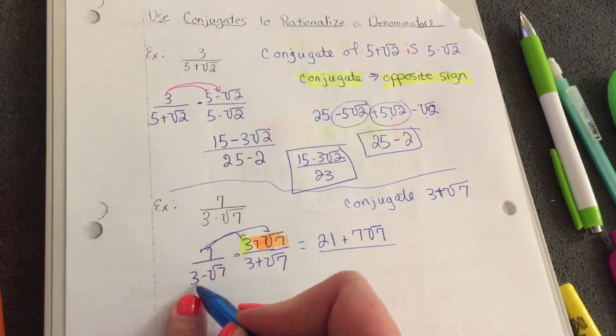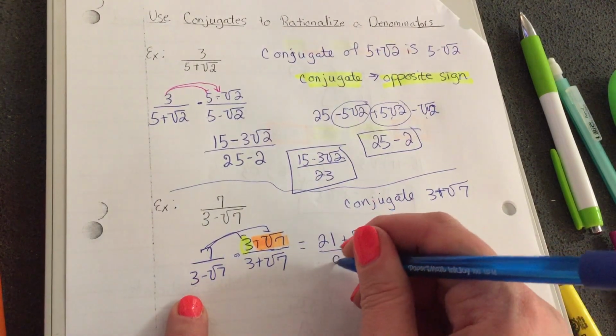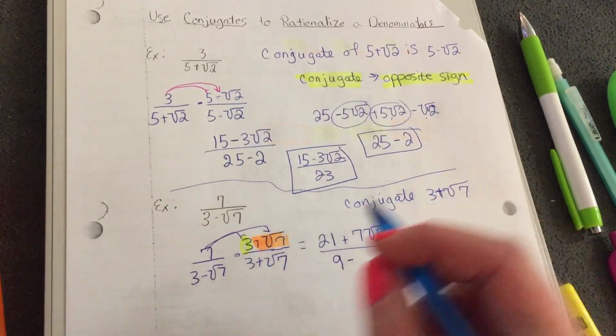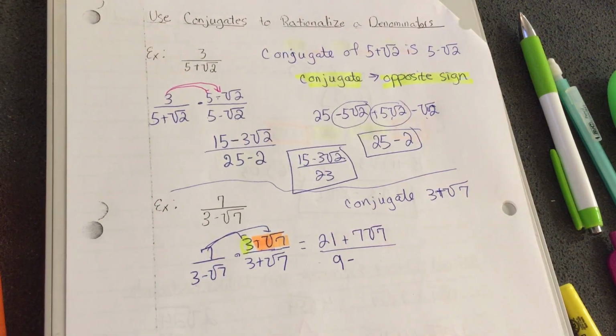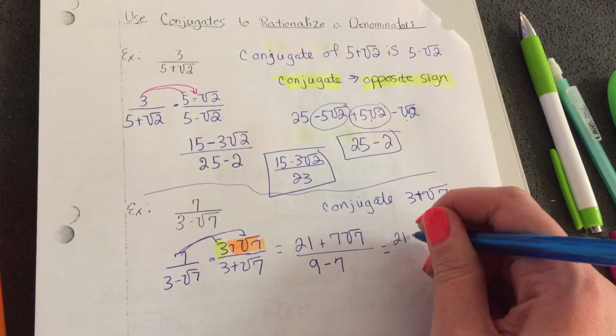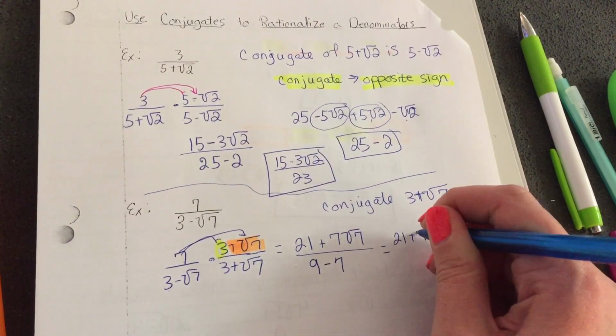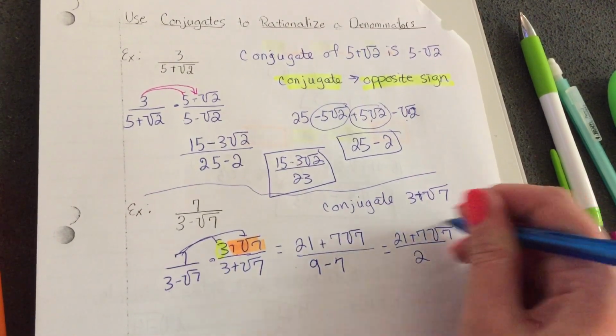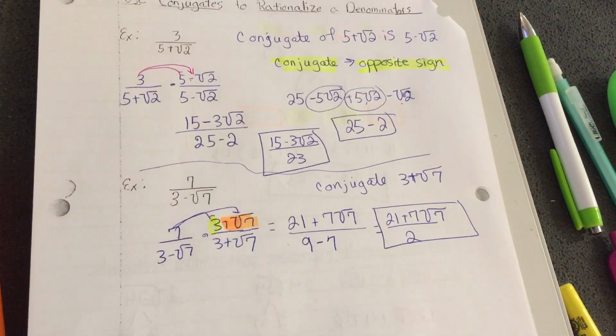Over, so what is 3 squared? 9 minus, if you have the square root of 7 times the square root of 7, you get the square root of 49, and the square root of 49 is 7. Okay, so now we have 21 plus 7 square root 7 over 2. It cannot be simplified. Do y'all see why you can't add those? Because you don't have another square root of 7, so you don't have like terms. You have a constant, and then you have like an x term, and you can't put those together. Okay, so go again.